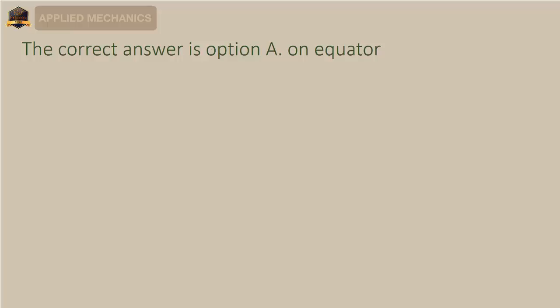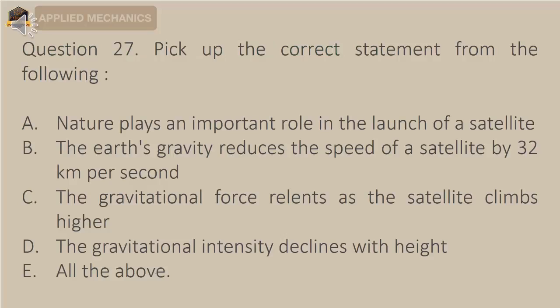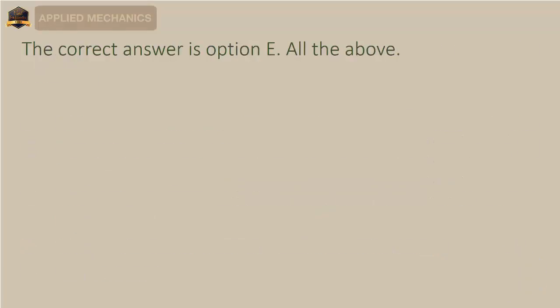Question 27. Pick up the correct statement from the following. A. Nature plays an important role in the launch of a satellite. B. The Earth's gravity reduces the speed of a satellite by 32 km per second. C. The gravitational force relents as the satellite climbs higher. D. The gravitational intensity declines with height. E. All the above. The correct answer is option E, all the above.